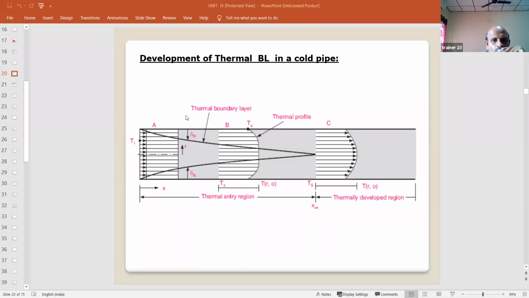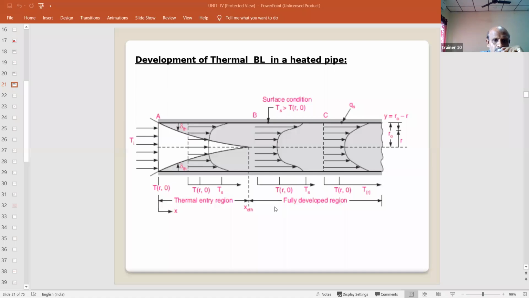Suppose we have a hot pipe through which cold fluid is flowing. This is the diagram. Because of the hot pipe, we have the maximum temperature near the walls. If you see the temperature near the wall, here we have maximum temperature. Similarly, at the bottom side also we have the maximum temperature, and at the center we have the minimum temperature, because the pipe has a high temperature compared to the temperature of the fluid flowing through the pipeline.